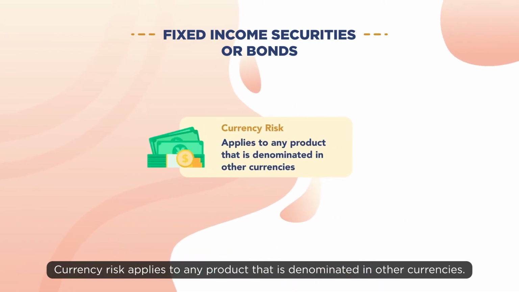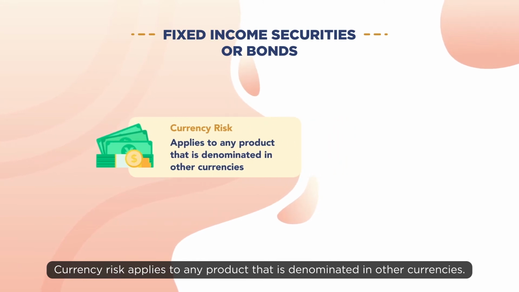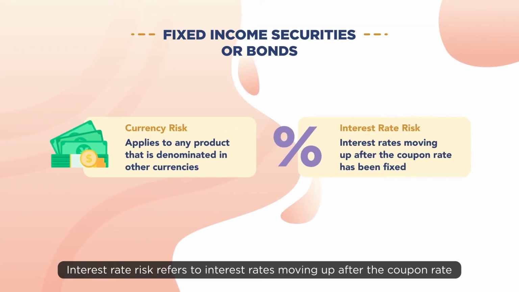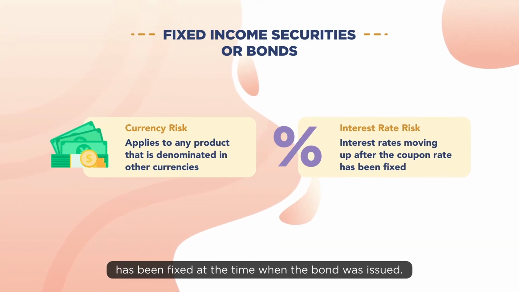Currency risk applies to any product that is denominated in other currencies. Interest rate risk refers to interest rates moving up after the coupon rate has been fixed at the time when the bond was issued.